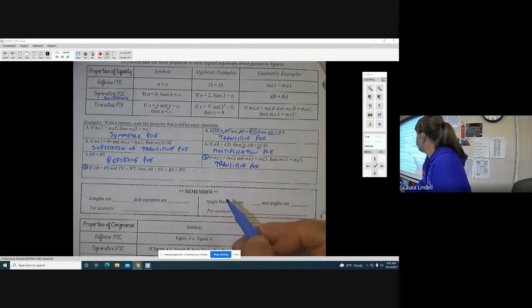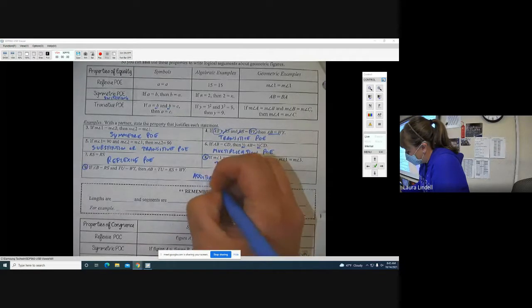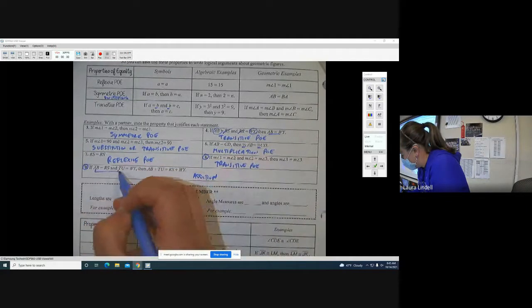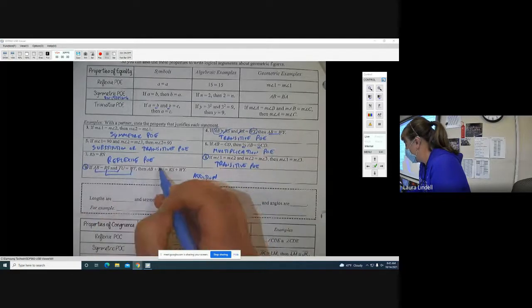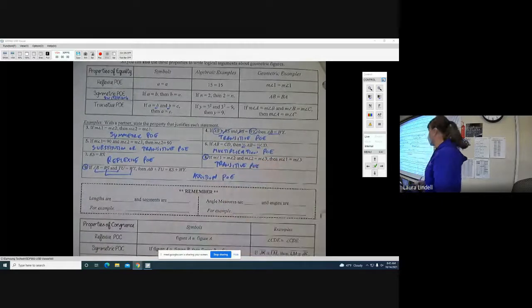All right, and then number 9, what did we put? Anyone want to share with us? Addition, that's correct. Because we're taking AB and adding TU to it and RS and adding WY to it, but TU and WY are equal, so we're adding something that's equal on both sides. You could also kind of combine it with substitution because technically we're not adding the exact same lettering to both sides, but the net effect is the same. I would just call this addition probably.